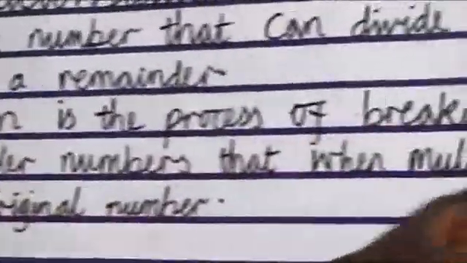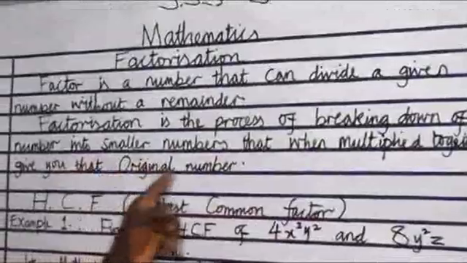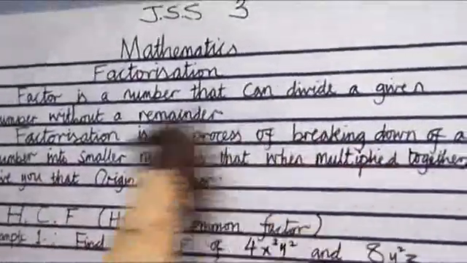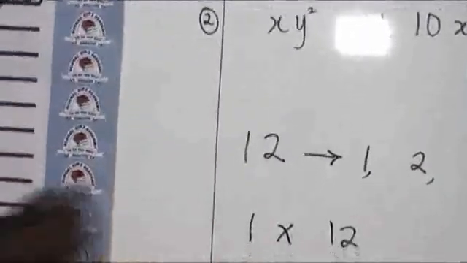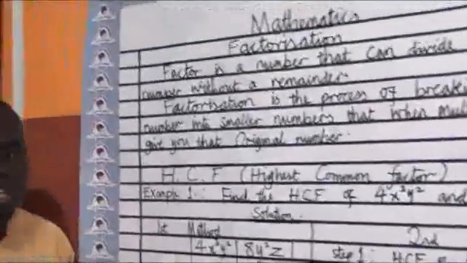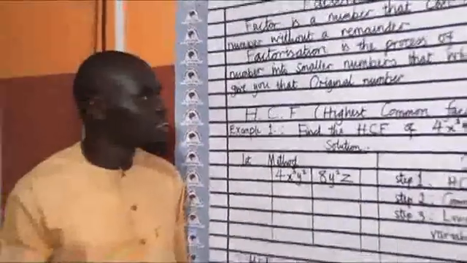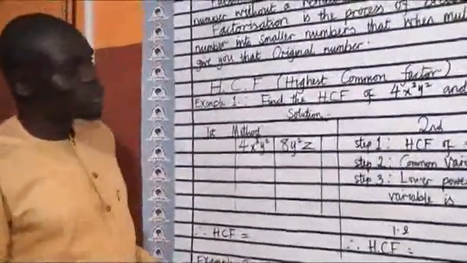Now we look at factorization. It is the process of breaking down a number into smaller numbers that, when multiplied together, give you that original number. Now we've broken 12 into smaller numbers, 1, 2, 3, and so on. When you pair them and multiply them, they give you your number back. The question asks you to factorize more than 2 terms, or at least from 2.